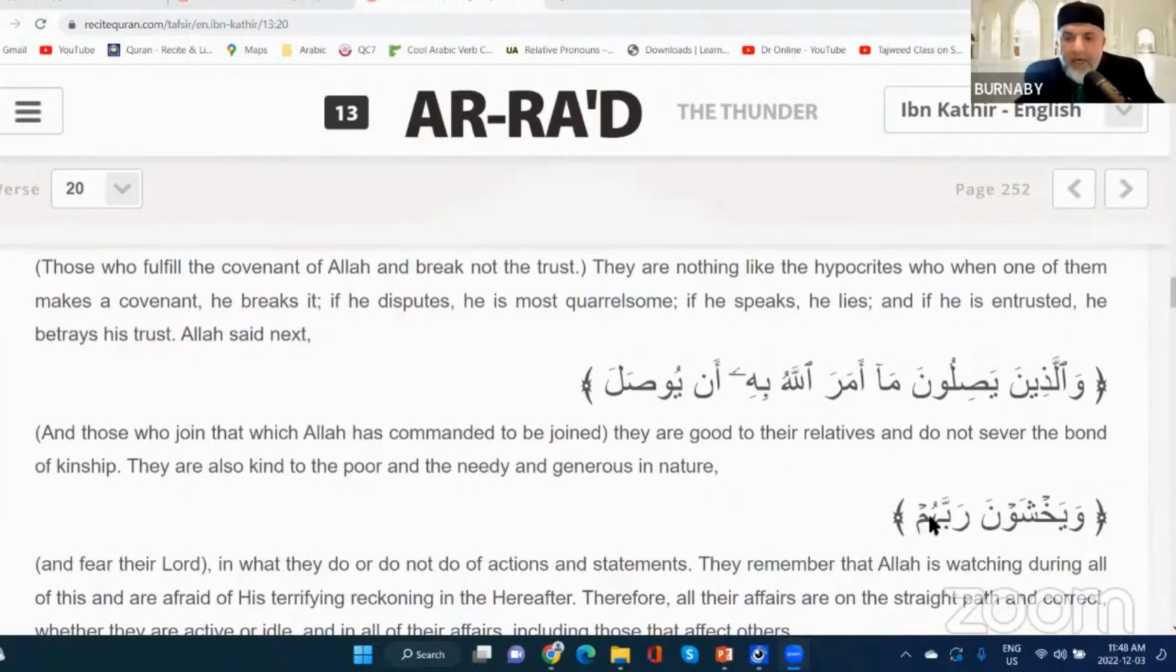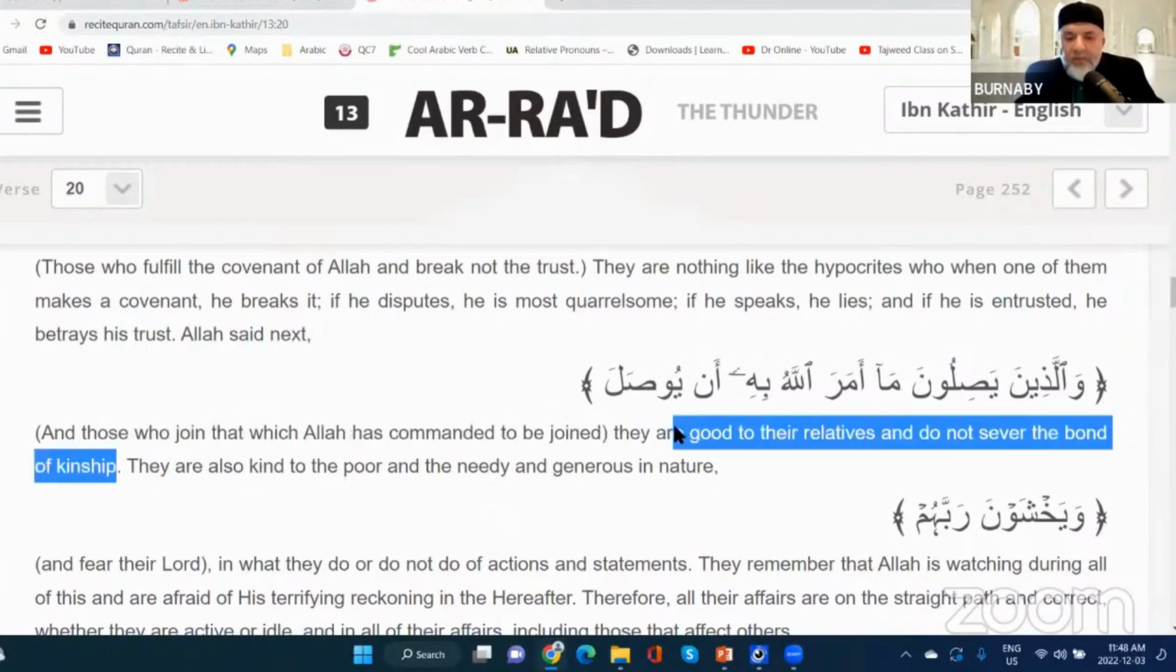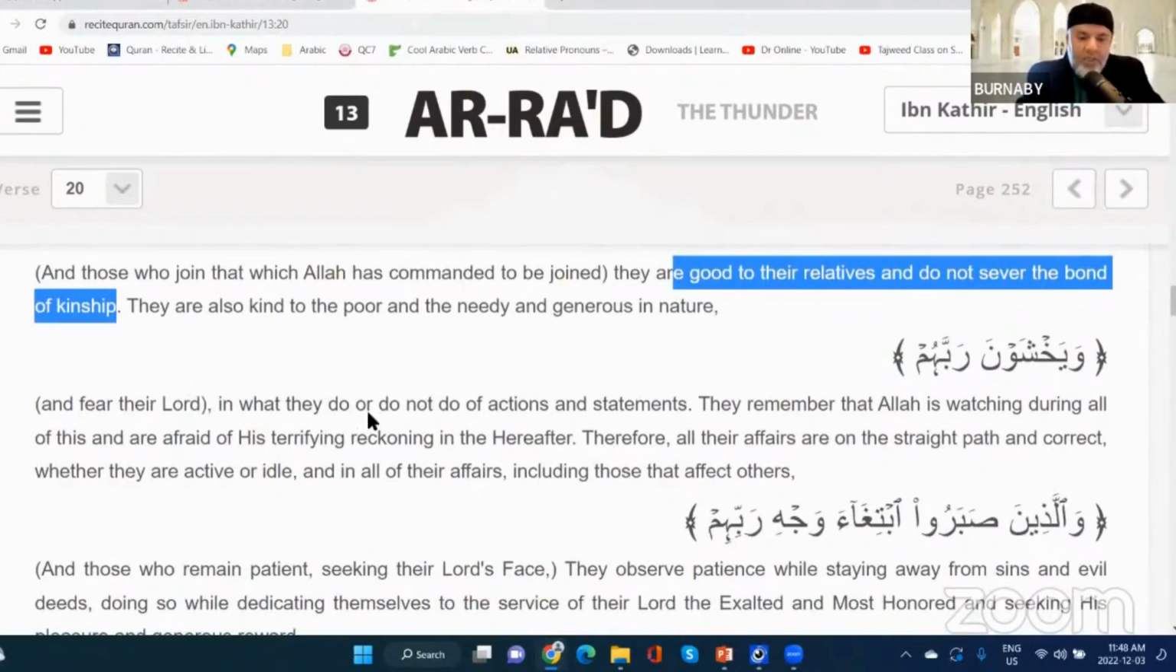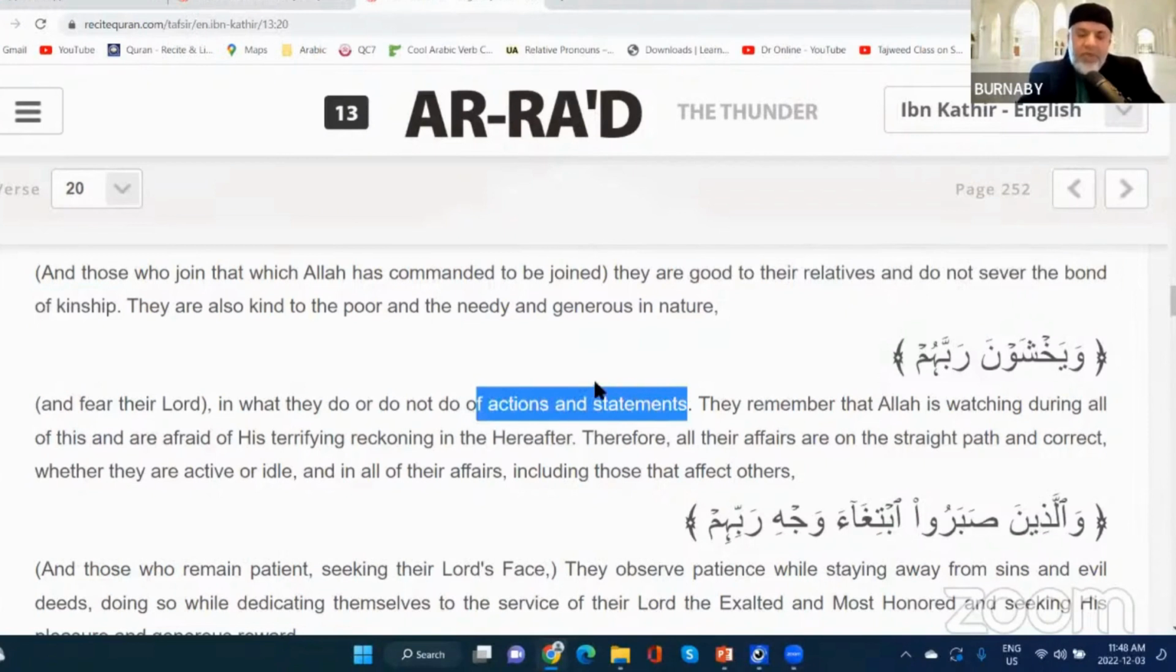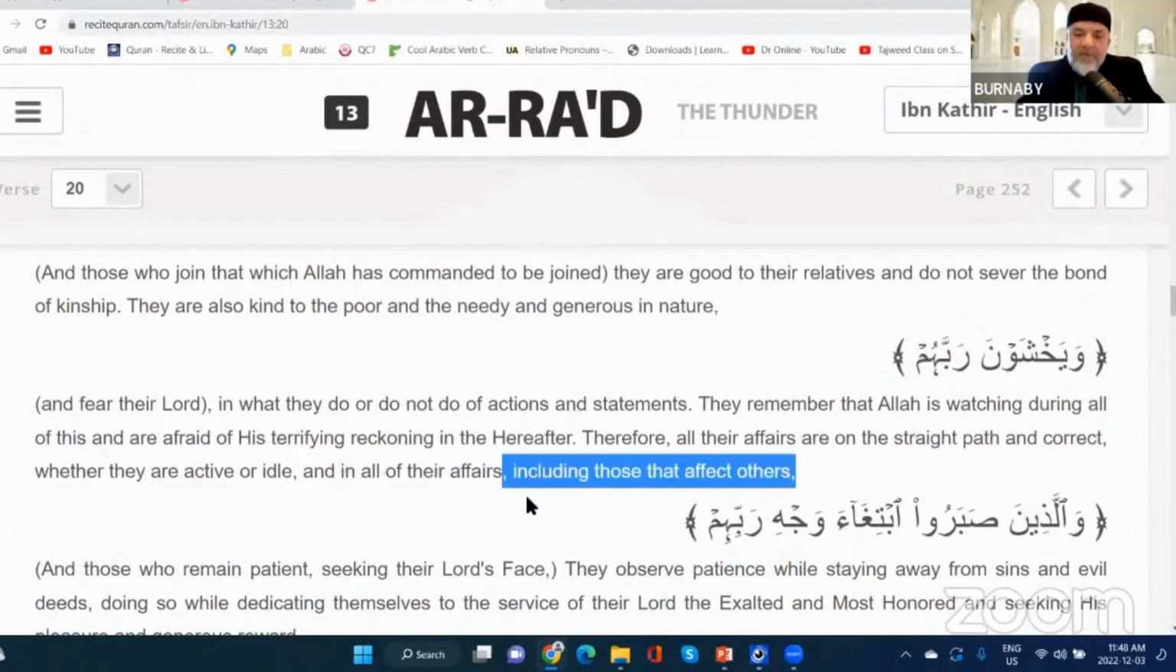So this one area, how many of us may have some difficulty here? Okay. So we need to make sure that we fix our relations. And they fear their Lord in what they do or do not do of actions and statements. Actions and statements. Do we ponder on these things? Not only actions and what we say. They remember that Allah is watching during all of this and are afraid of His terrifying reckoning in the hereafter. Therefore, all their affairs are on the straight path and correct, whether they are active or idle, and in all their affairs, including those that affect others.